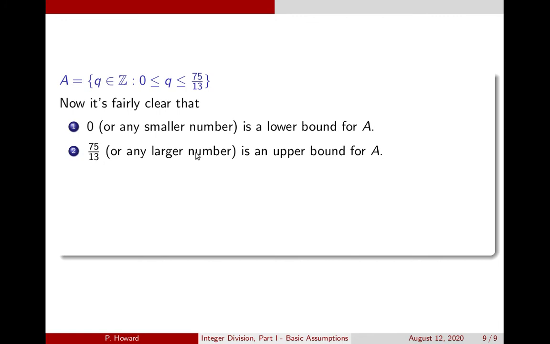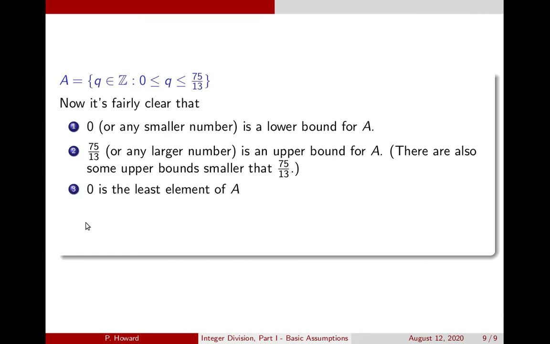Smallest element. Well, 0 is the smallest element of capital A. It's in A, because it's an integer that fulfills this inequality. Oh yeah, so one thing I should mention, we will see that there are also some upper bounds that are smaller than 75/13. All right, so 0 is the least element of A.